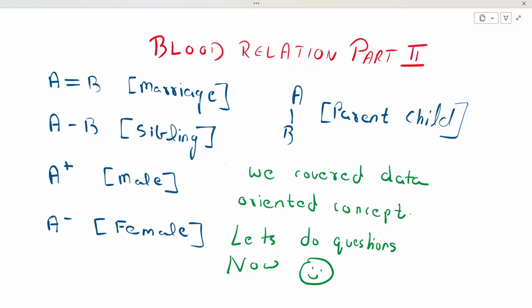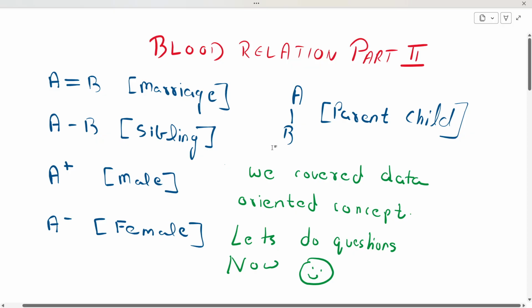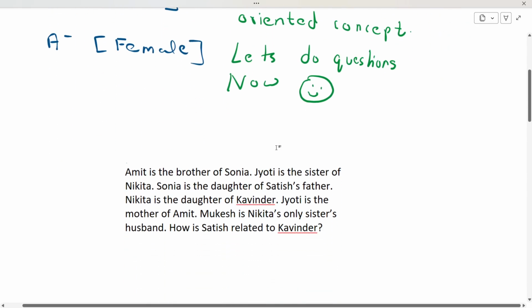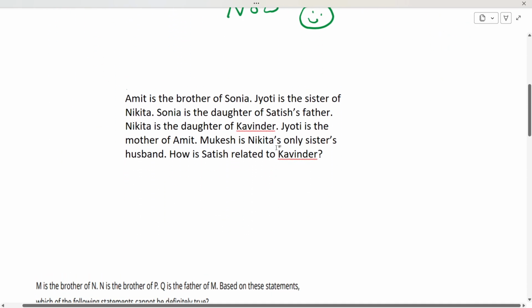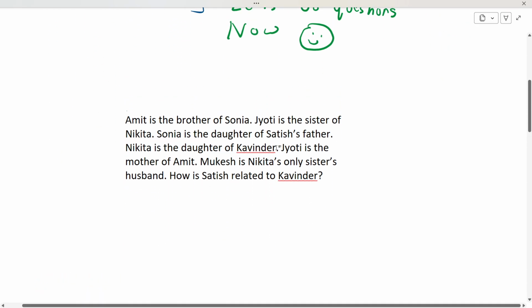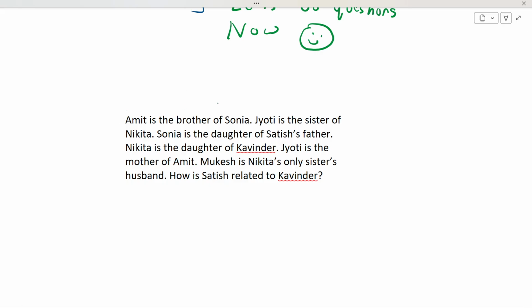So now let's do the questions. I already have questions written over here, so let's start doing it. And I have already mentioned that unless you know the gender of a person, don't write the answer. You can simply say cannot be determined unless you know the gender of the person. Okay, so let's start.